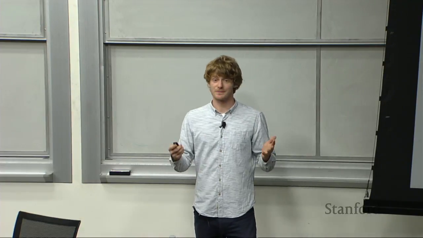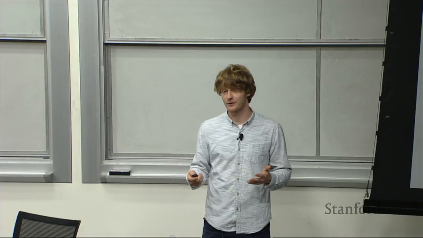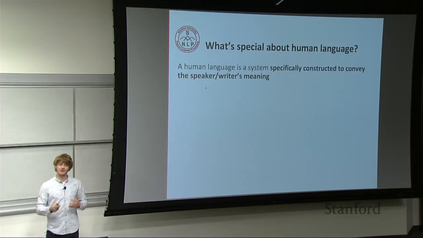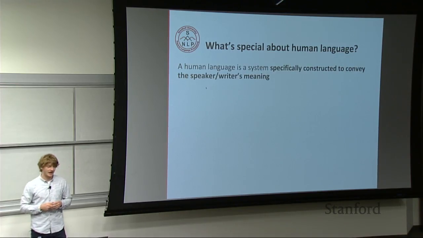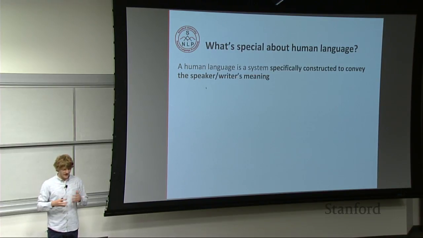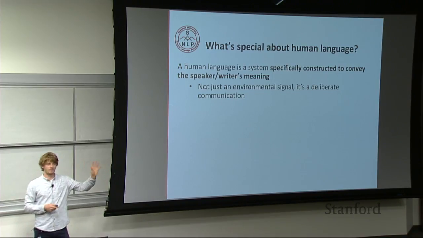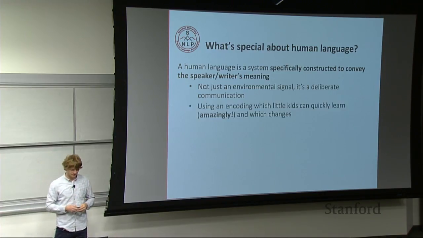Great. So what's so special about human language? There are other AI classes out there, like computer vision, for instance. And I love computer vision. There are actually lots of interesting connections. One of the major differences is that human language especially is a system that is specifically constructed by people to convey a specific meaning. And in comparison to vision or biology and things like that, it's not an environmental signal. It's actually something that we create deliberately.